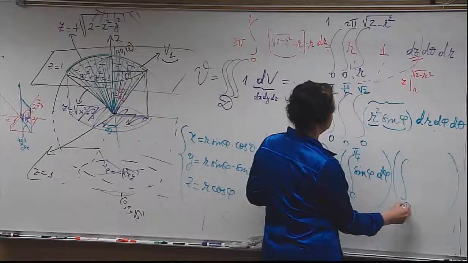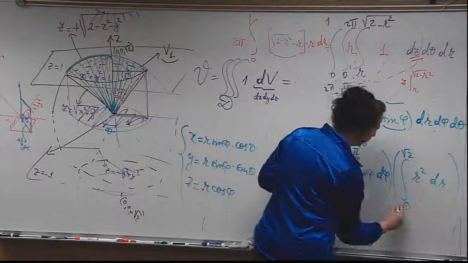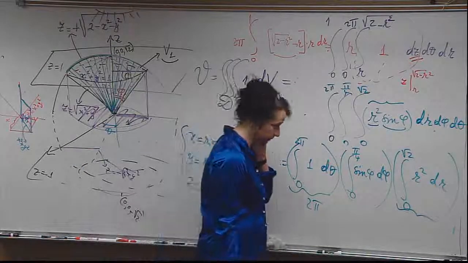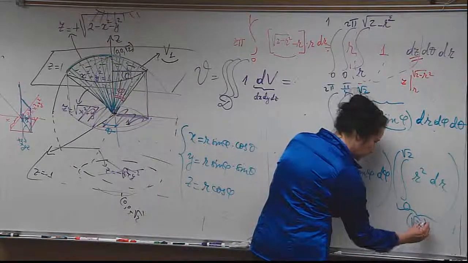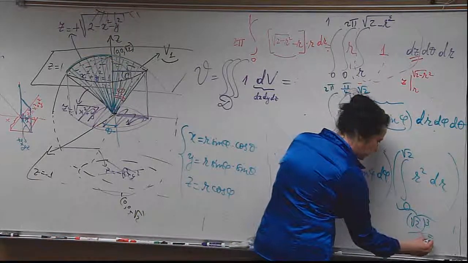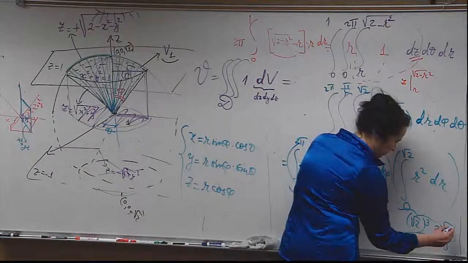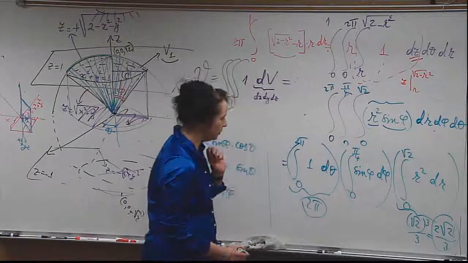How about this one? 0 to root 2, r squared dr. Is this guy hard to do? Nah. R cubed over 3 will give me root 2 cubed over 3. How much is that, by the way? 2 root 2 over 3. Well, bless your heart, that's not so hard. This is not a problem.